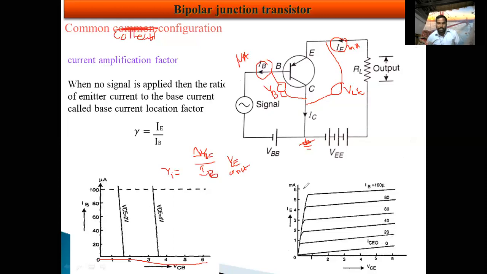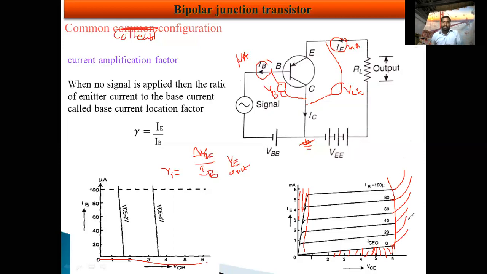Now this region is the saturation region. This region is the cutoff region, where the IB value is 0. When IB is zero, there is still an IE value due to minority charge carriers, that is the leakage current. This region under it is called the cutoff region. If we increase the VCE value further, the IE value suddenly increases. This region is the breakdown region.